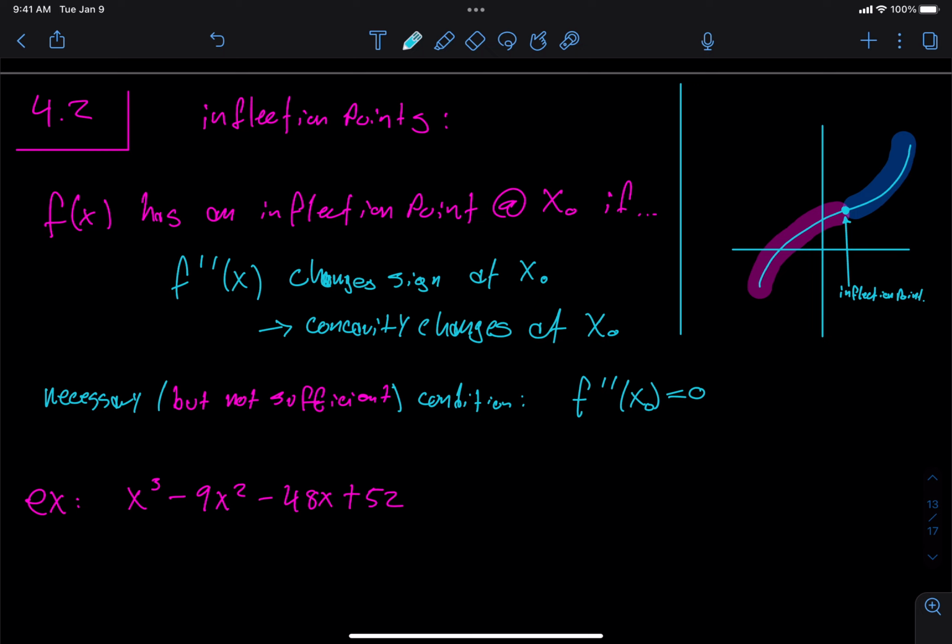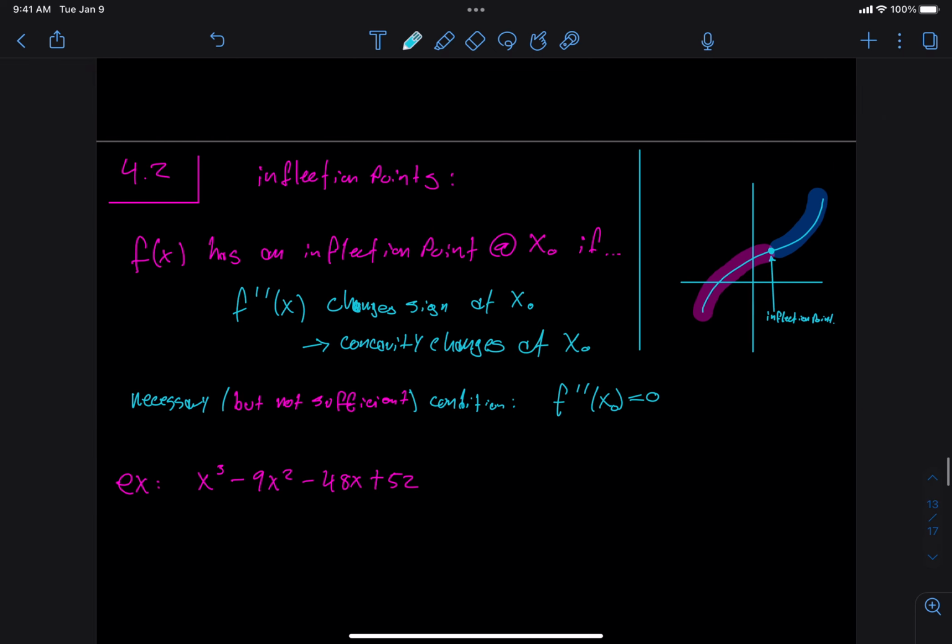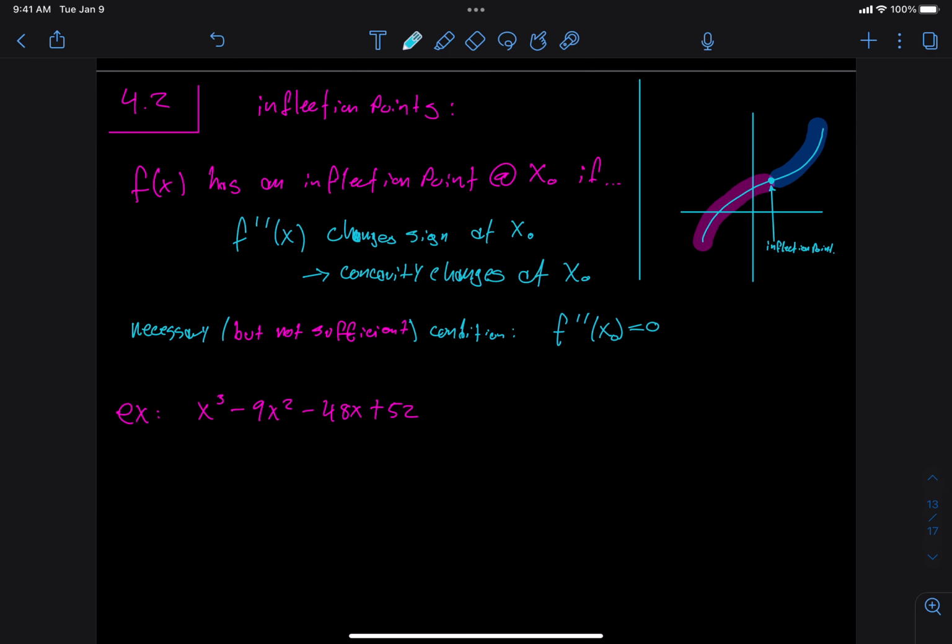But just like before, just because the second derivative is 0 doesn't necessarily mean I have an inflection point. Okay? We'll see an example of that a little bit later. All right? But that's a necessary condition. So that's where we're going to look. We're going to find all the places where the second derivative is 0, and then we're going to check whether or not the concavity changes from one side to the other. Okay? Any questions about the concept before I show you an example?